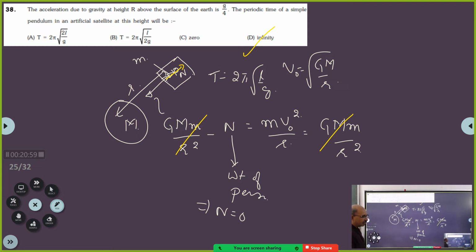Sir, this will be true at limiting from what distances, sir? Limiting from what distance means? Like after what distances this will hold true? Any distance. Any distance.